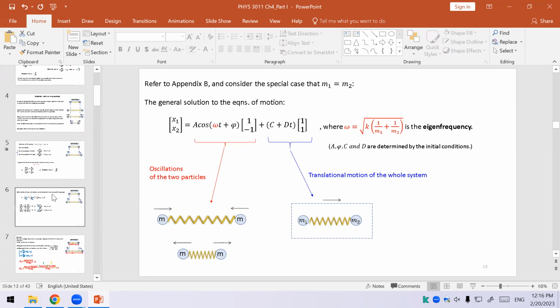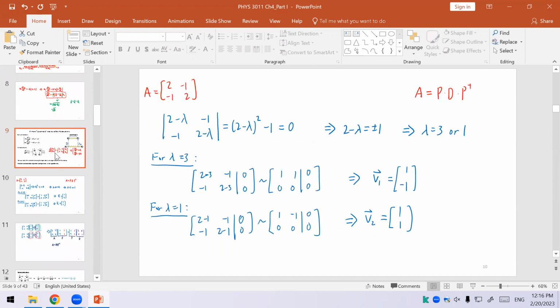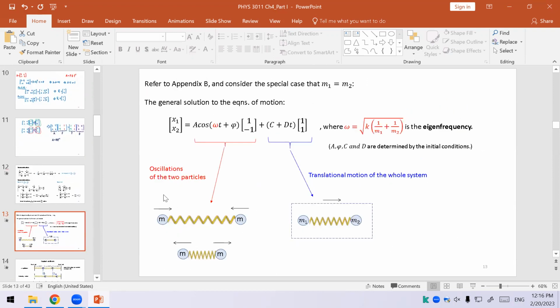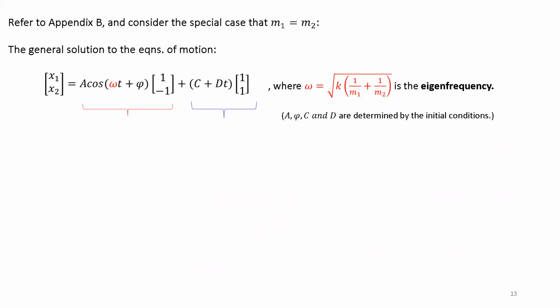Okay, so now let's plug this back into the physical system. I have these eigenvectors, eigenvalues, and then the general solution, which is written like this. Just to be convenient, I'm considering the special case where m1 equals m2. That's why you don't see m1, m2 here; you just see 1 and -1.